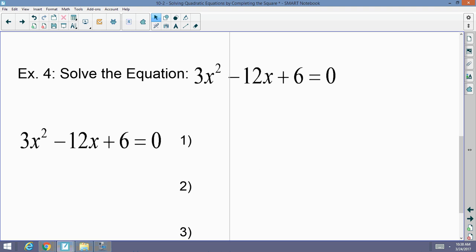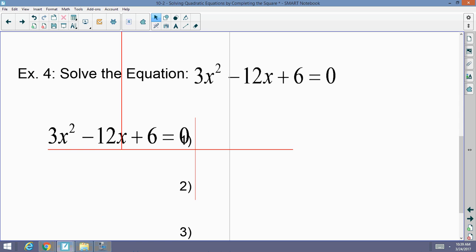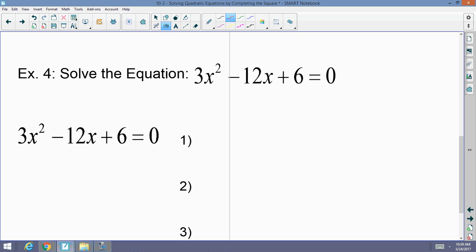Okay. So before we do anything, we always look for a GCF if possible. Okay? A GCF if possible. And in this particular case, guys, we can take a GCF out of 3. Very good. Okay. So we divide by 3, we've got x squared minus 4x plus 2 equals 0.